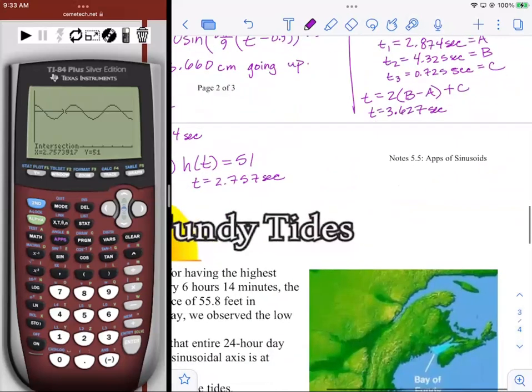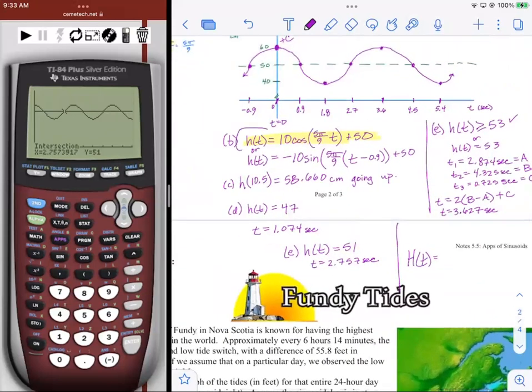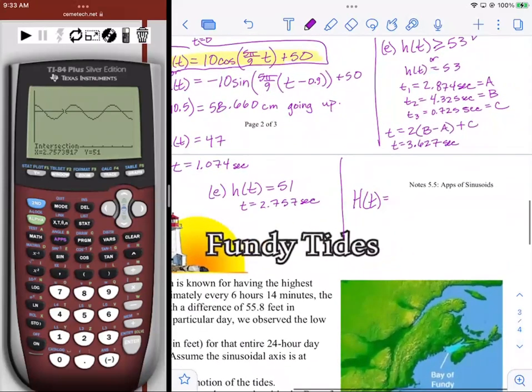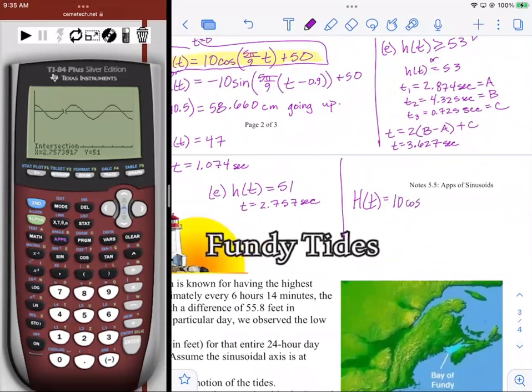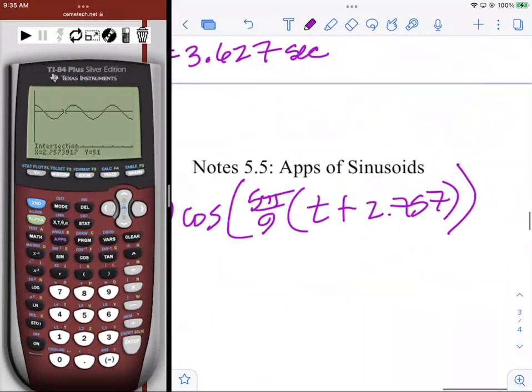So I need to add this to my phase shift. Well, that means that my new equation, let's call this big H of t, all I got to do is take my original equation here and just add 2.7 to it. So it'll be 10 cosine of 5 pi ninths, parentheses, now t, and what are we doing, Brady? Adding or subtracting that number if I want to move it left? Adding it, 2.757. Now I realize that's a truncated number. If I really wanted to, I could store that and use the stored value in my equation, but go ahead and write it out and then plus 50.